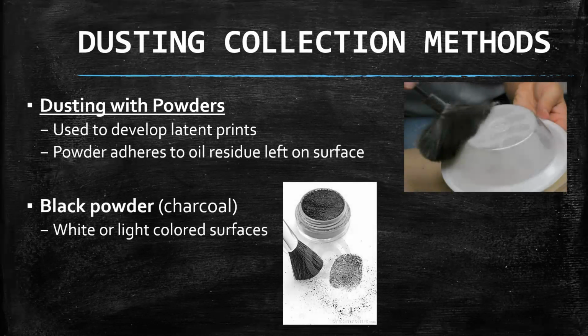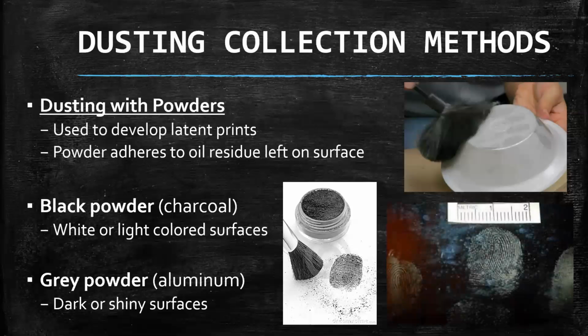So black powder is the most common type of powder we use. It's used for white or light surfaces. So if you were in class, we would dust on paper, and black powder is just made out of charcoal. Gray powder is another type. It's made out of aluminum, and this is good for dark surfaces or shiny surfaces like a glass or a mirror.